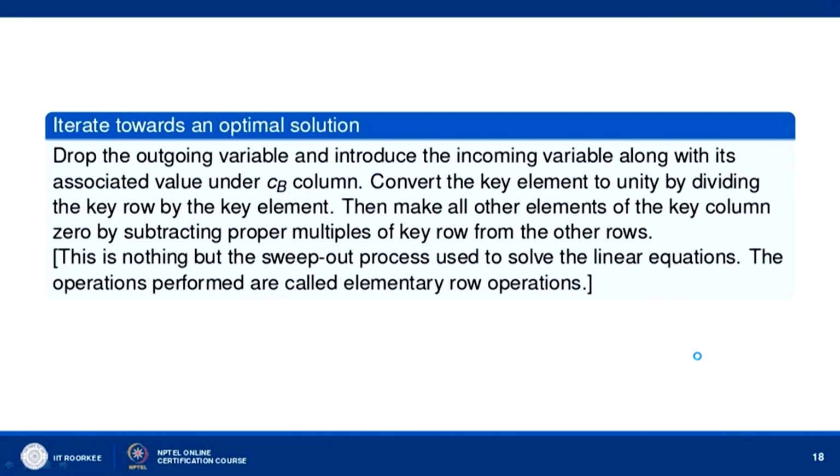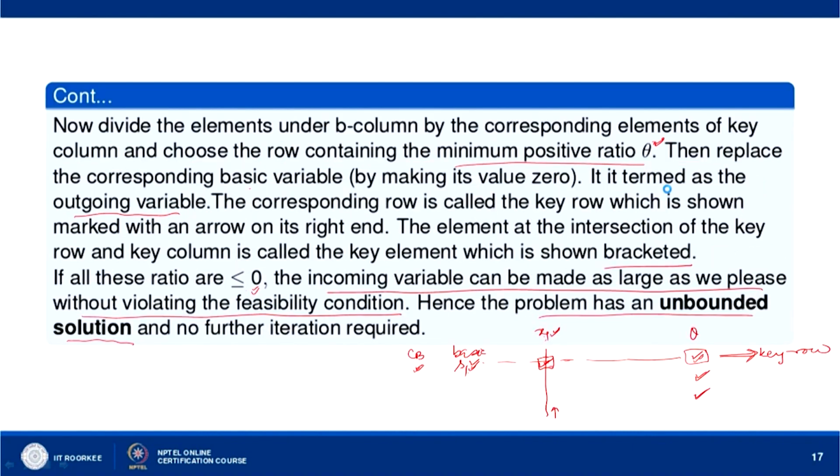Now, we drop the outgoing variable, introduce the incoming variable along with its associated value under the CB column, and convert the key element to unity. After we have replaced S1 by x1 and put the coefficient of x1 in the CB column, we divide the key row by the key element to make it unity, and with the help of this unity we make the other elements in the key column zeros using elementary row operations.